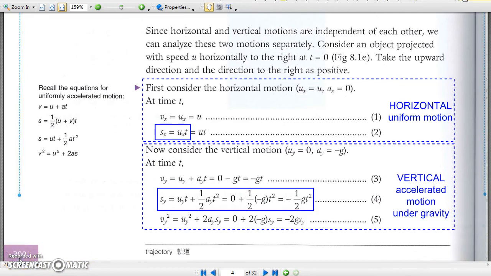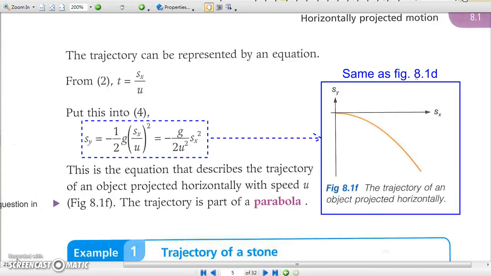Although the horizontal motion and the vertical motion are independent, they are still related by time t. In particular, the horizontal displacement and vertical displacement are related by this equation, which describes a parabola. This equation is called the equation of trajectory.